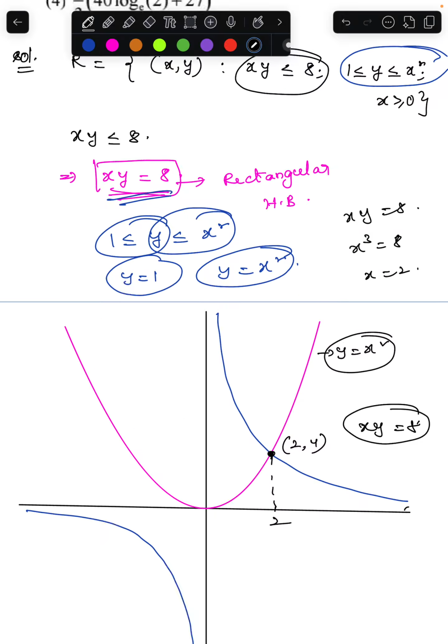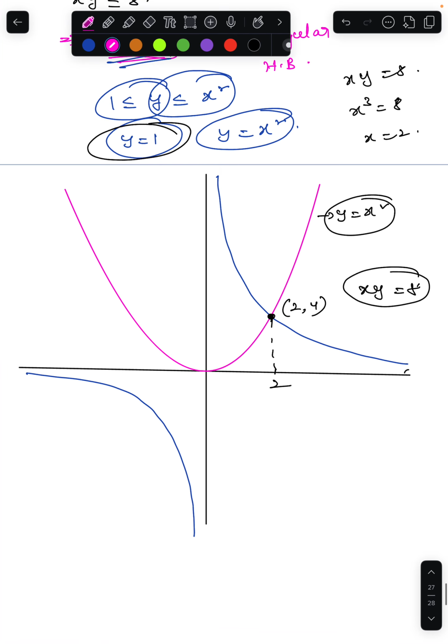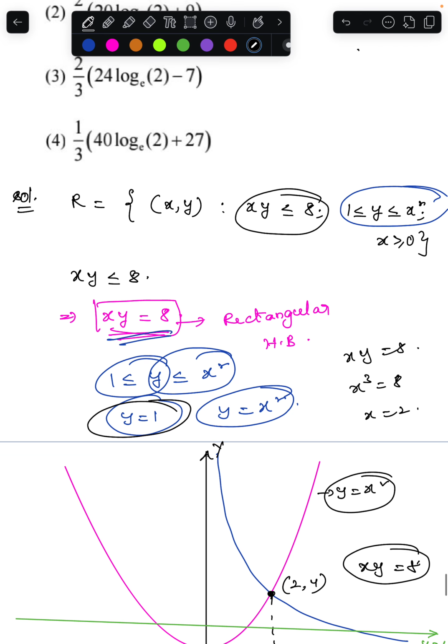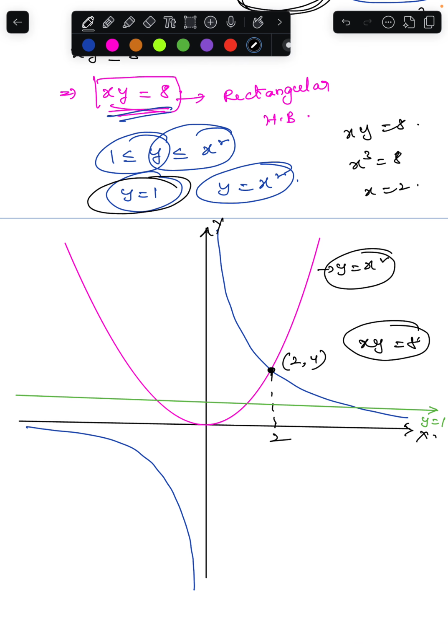Now let's plot the line y equals 1, a rough sketch. This is y equals 1. This is our y-axis, this is our x-axis. Now all you need to do is find the region where xy is less than or equal to 8. Which region can we mark here? Either this region or this region should be there.